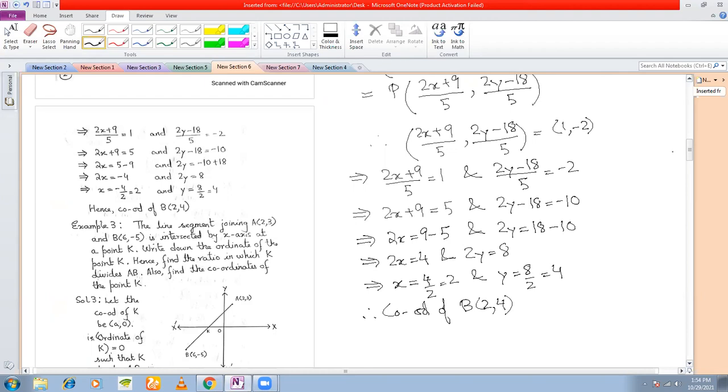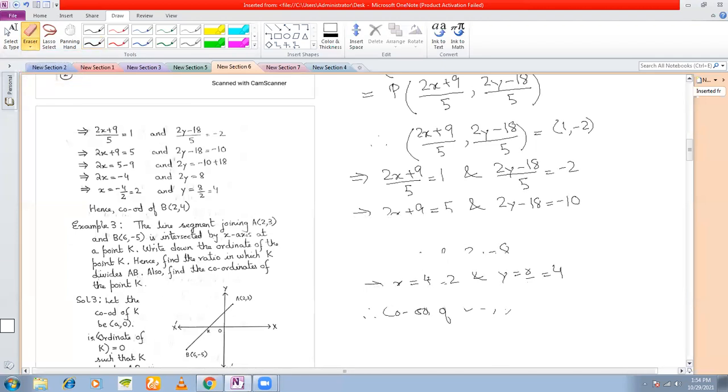So this was a sum where this was another application of section formula where you had to find one of the endpoints. We move on to the third kind of problem from section formula.